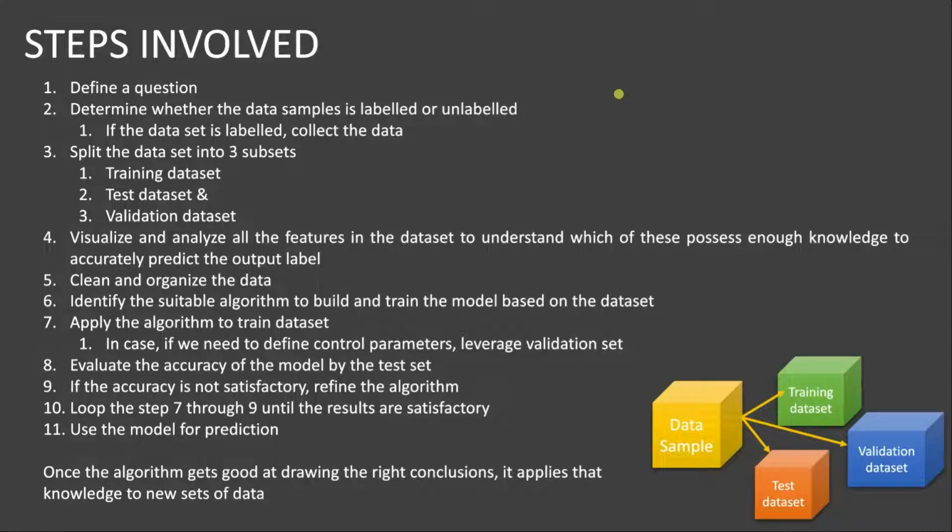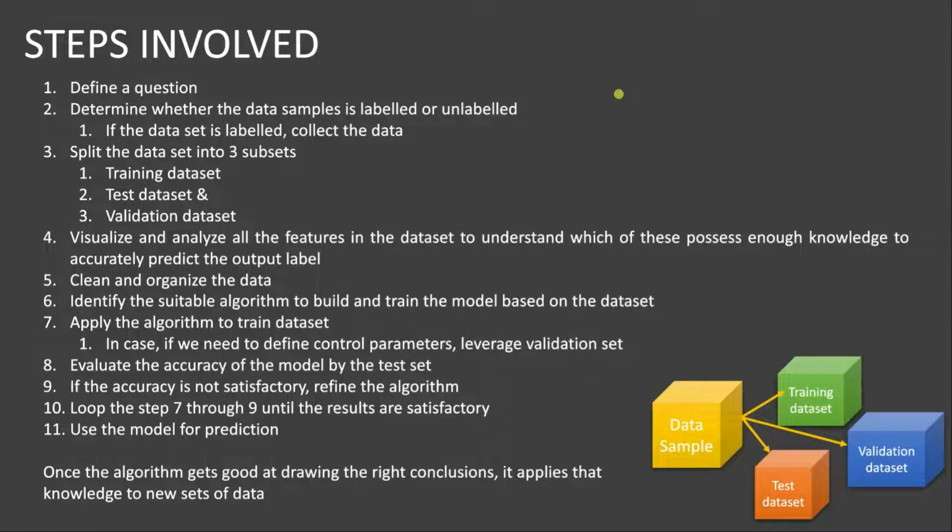Then we visualize and analyze all the features in the dataset to understand which of these possess enough knowledge to accurately predict the output label. Suppose we have a dataset which contains 20 features, out of which only 3 or 4 are relevant to predicting the output label. So we remove the unnecessary features from that dataset, clean it and organize it using feature scaling or feature engineering techniques, and then we identify the suitable algorithm to build and train the model based on the dataset.